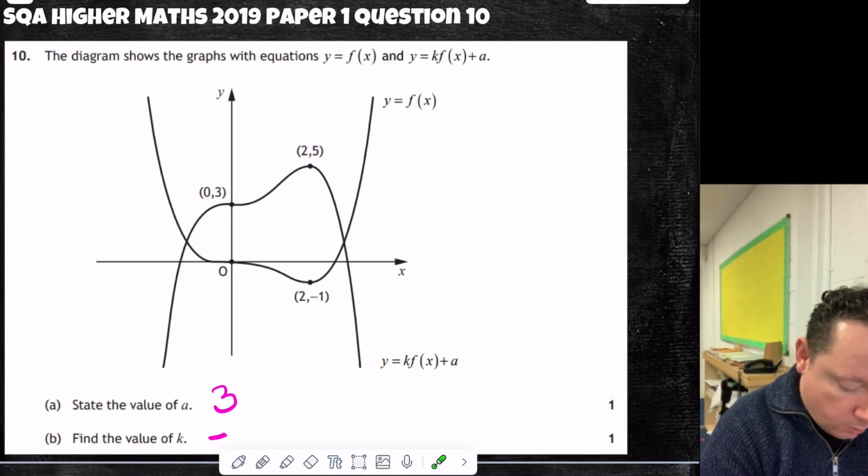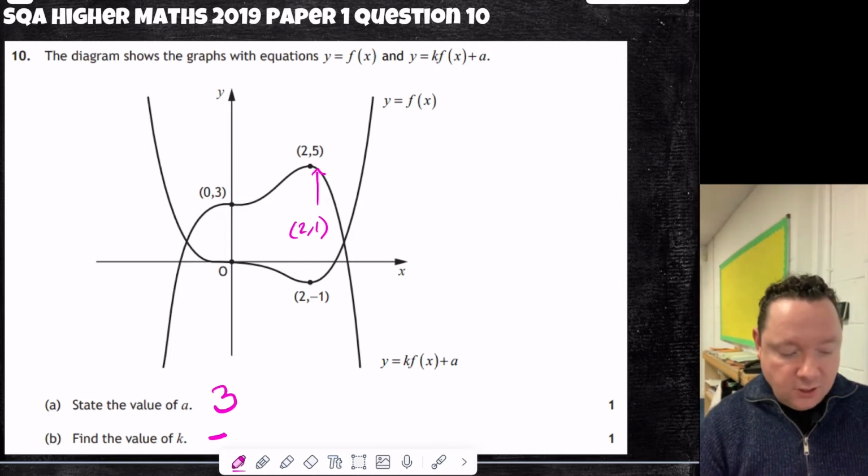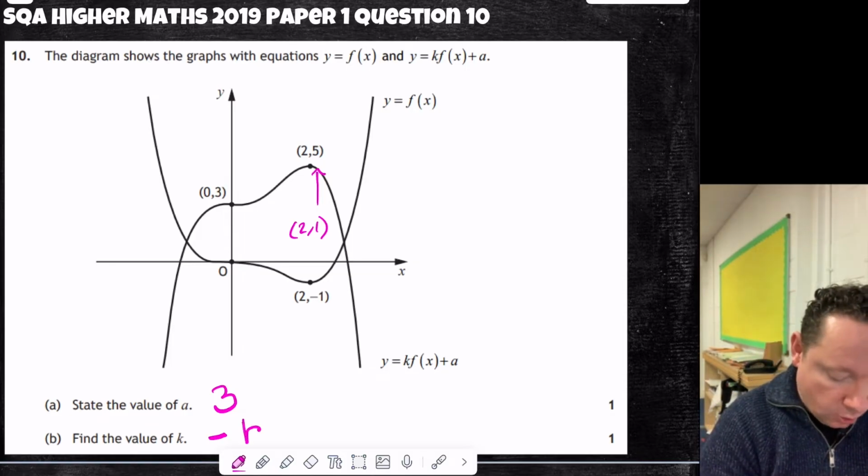And how much? Well, just imagine if you flip this graph upside down, then you will be drawing it like this. So this point here, 2, minus 1, will become 2, 1. Let me just take a note of that. That would go up and become 2, 1 when it's upside down. But then we move up to 5. Even if I add 3, I don't get 5. So 2 times 1 is 2, plus 3 is 5. So that means k is minus 2.